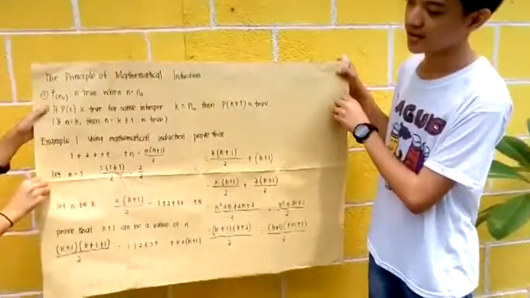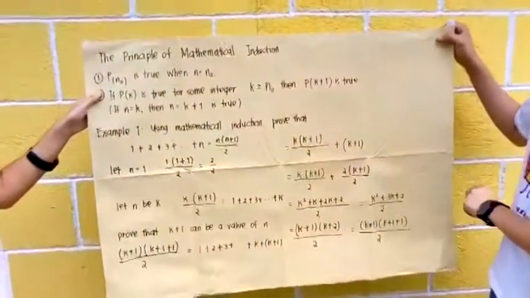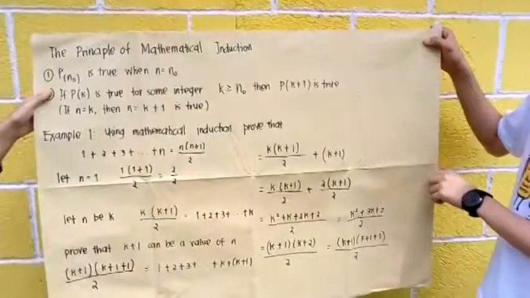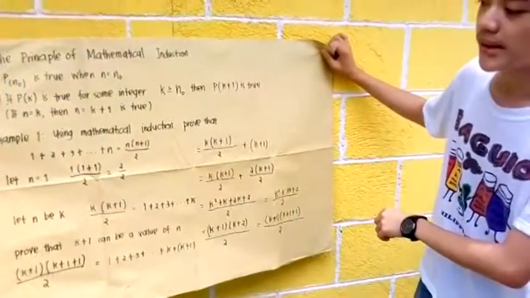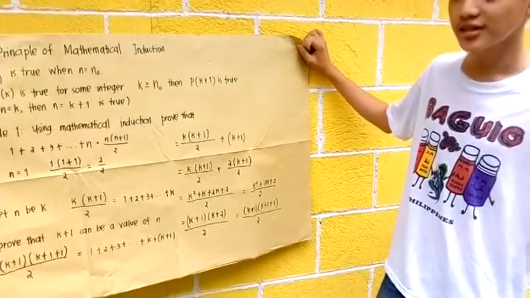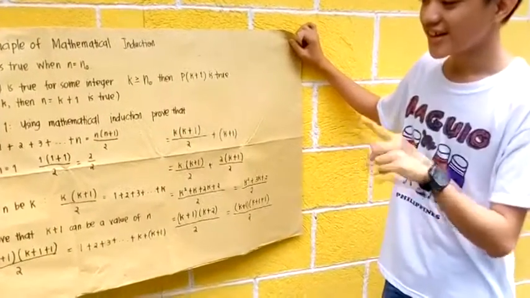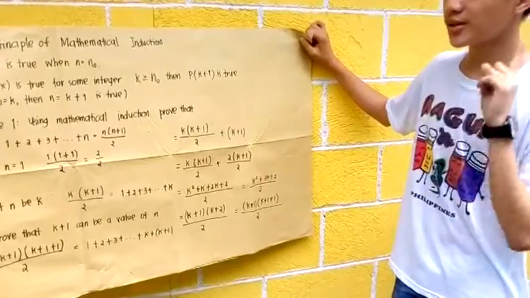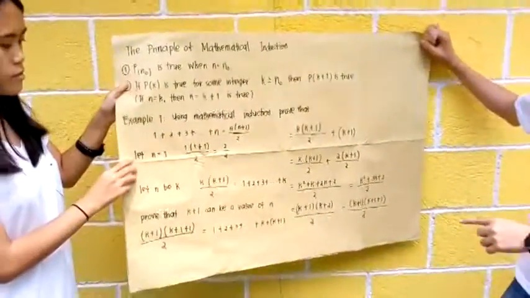Example number 1. Using mathematical induction, prove that the summation of 1 plus 2 plus 3 and so on, plus n, is equal to n times the quantity of n plus 1, divided by 2.